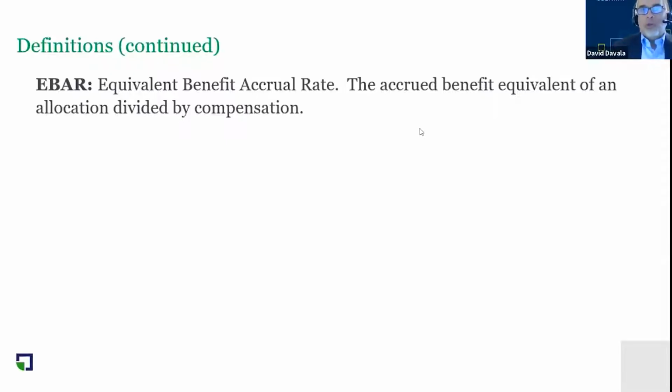And when you divide by the compensation, you can use the current year compensation. You can also use average compensation. And instead of using just the current year accrual, you can use all the accruals a participant has had currently and in the past. Sometimes that helps with the testing.